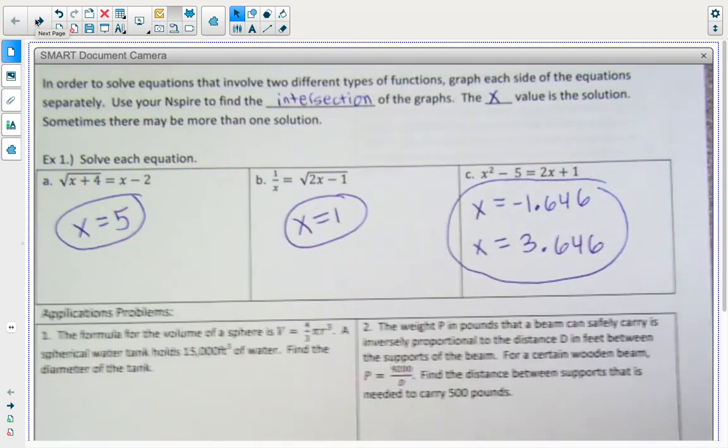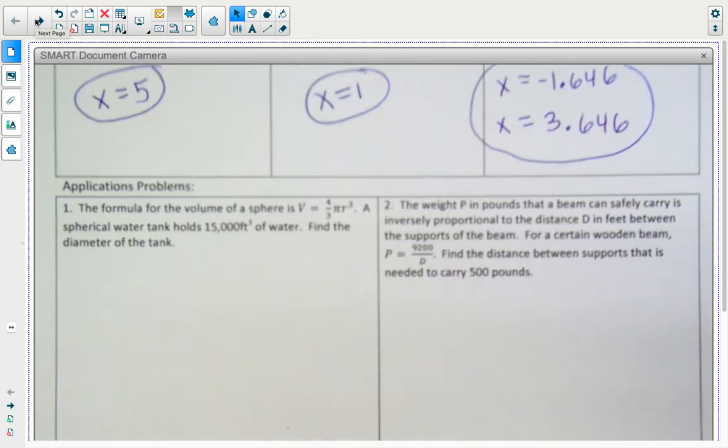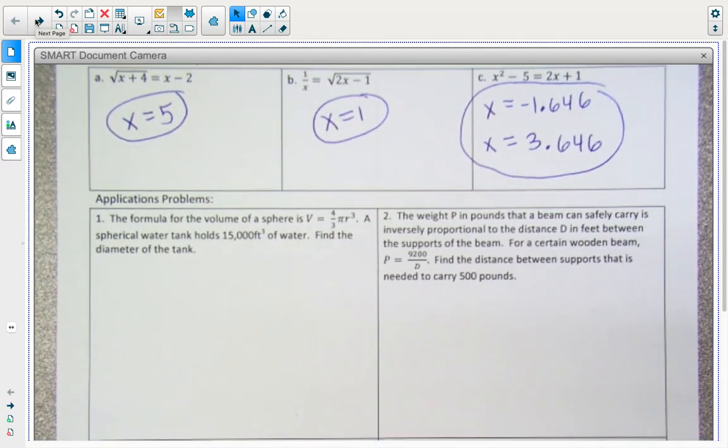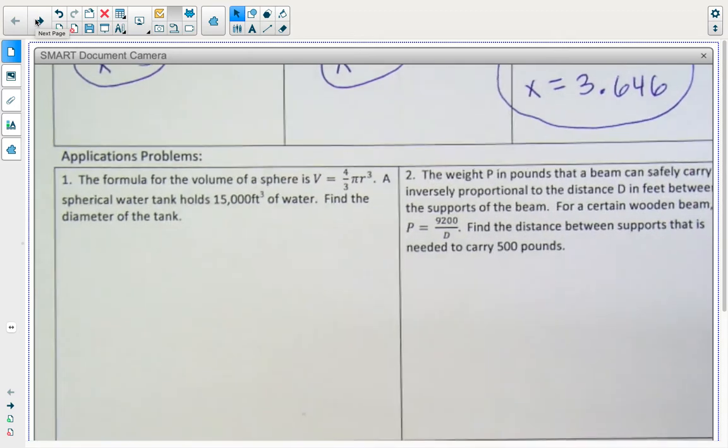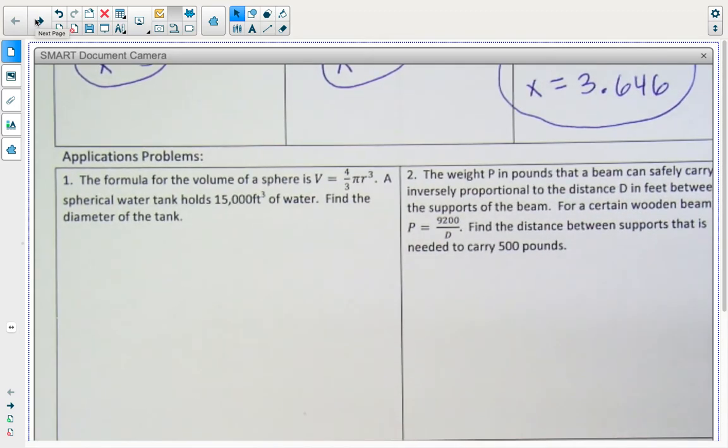Now we're just going to end with some application problems. It's important to be able to read and decipher and answer whatever the question is trying to tell us. So let's take a look at some application problems. The formula for the volume of a sphere is as follows. A spherical water tank holds 15,000 feet cubed of water. Find the diameter of the tank.